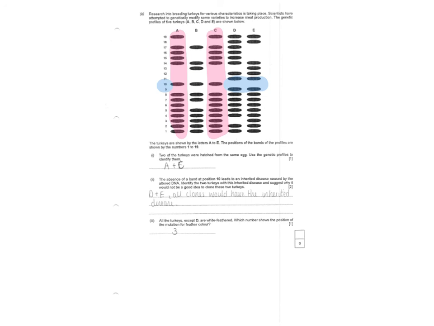All the turkeys except D are white feathered. Which number shows the position of the mutated colour? So let me change it. And if we look, it's position number 3 because D is missing that band, whereas all the rest have it.